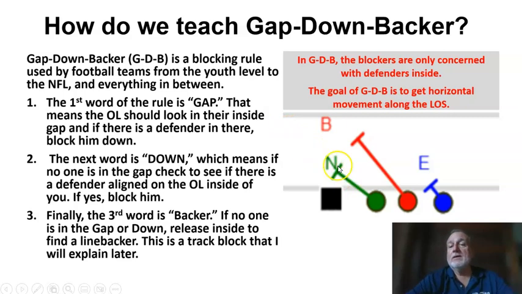Finally, the third word is backer. And if you've got nothing in your gap, nothing down, like the tackle here, the red circle, nothing in your gap, nothing down, block down on backer. It is a track block. Okay, we'll talk about that.